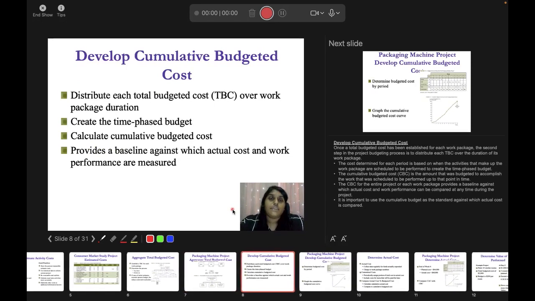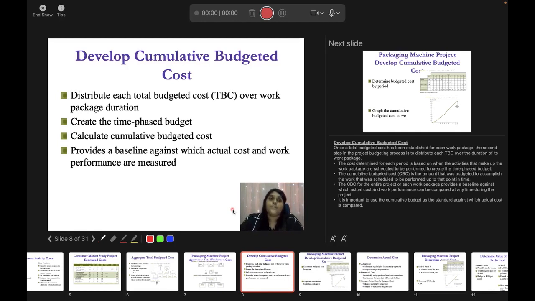Now, develop cumulative budgeted cost. Cumulative means it is progressing, it is ongoing cost, right? Aggregate means that it is the gross cost, and cumulative means it is something that is ongoing, right? Because when you are doing a project, when you are determining the cost, it is something that is ongoing, because when you come through each activity, your cost will be changing. So that is the cumulative budget cost.